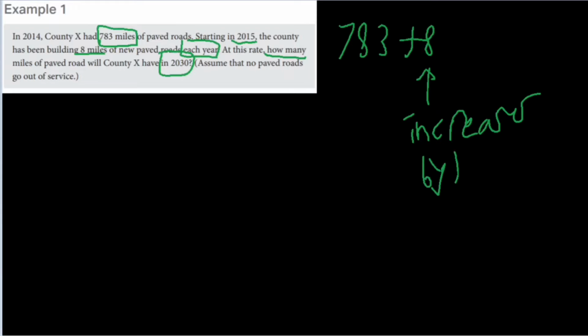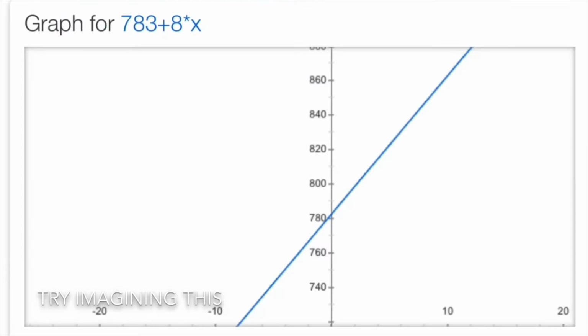So what this problem is saying is that in 2014, 783 miles of roads are already created. And starting in 2015, they start making new roads, which means that by the end of 2015, they would have added 8 more miles. So this is a basic linear equation where you have 783 as your y-intercept and 8 as your slope. If we go back to what the question is asking, it's asking how many miles of road country X will have in 2030.